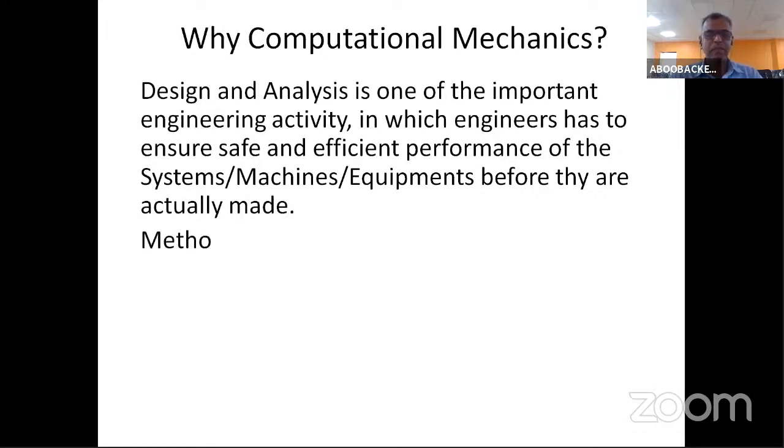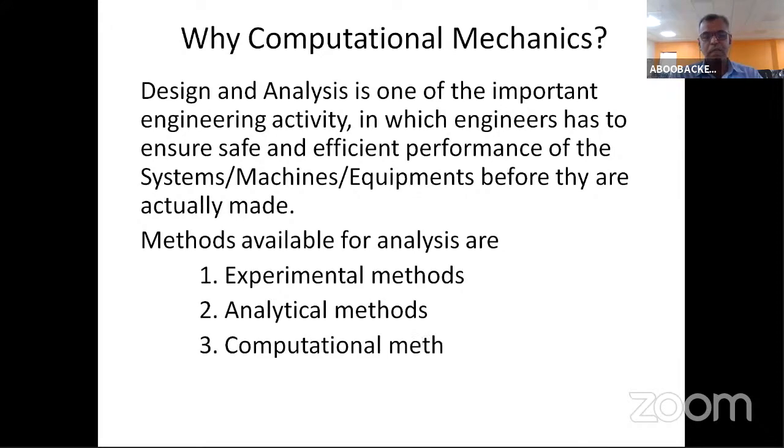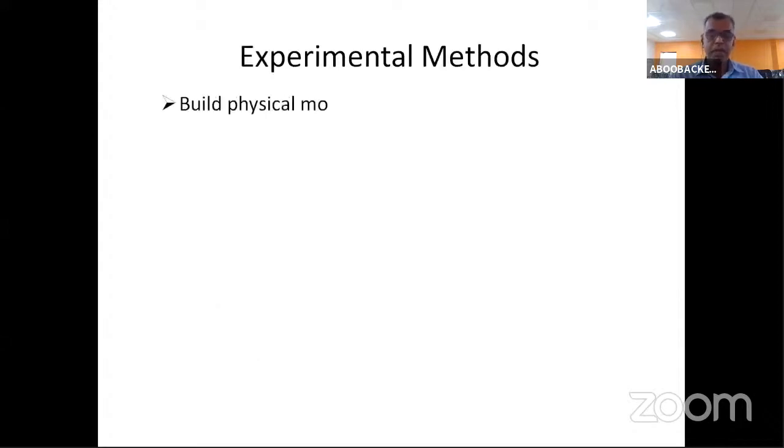So for this, various methods are available. One is the experimental methods, analytical methods, and computational methods. So three methods are there. Analytical and computational methods we can call theoretical methods, and then experimental methods, by actually building physical models or prototypes. In the experimental method, we have to build the actual physical system and conduct performance tests on the actual system built.